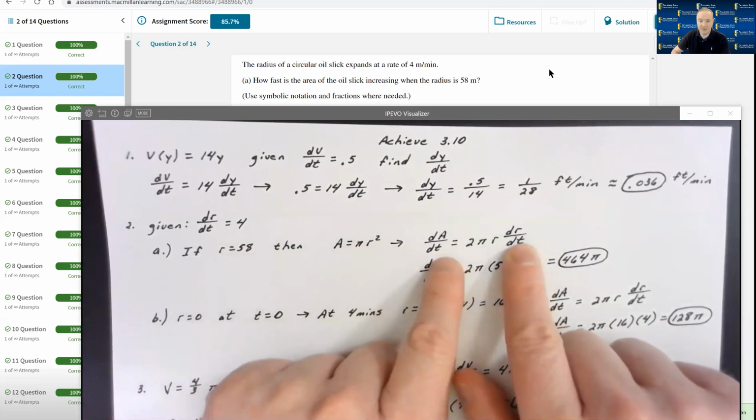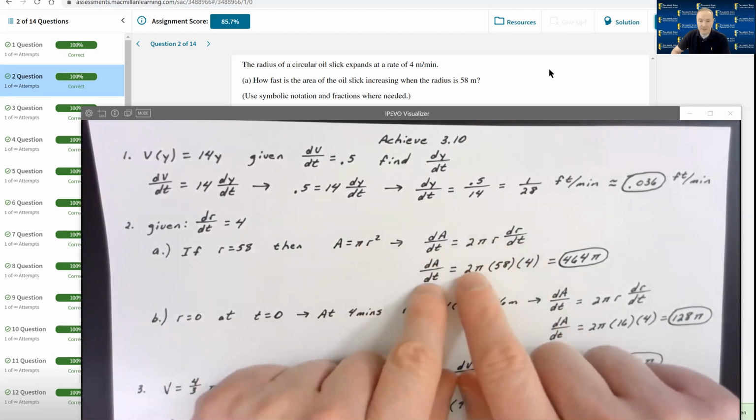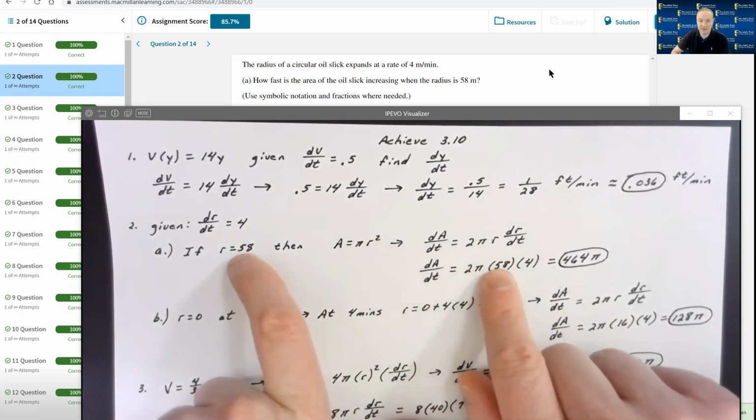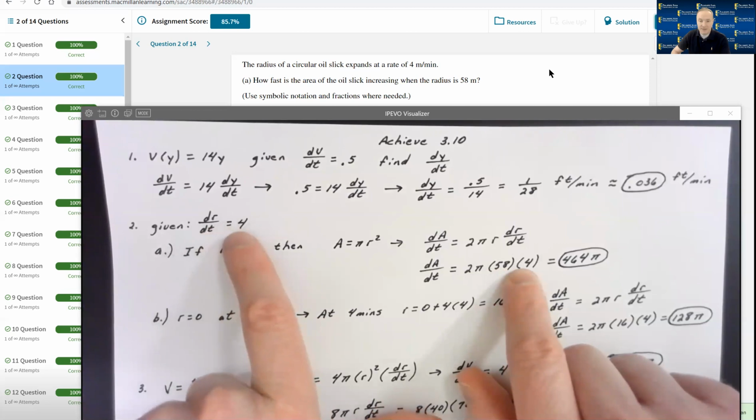So now I can say, all right, this is my area formula. What do I know? I'm trying to find the rate of change of the area, and I know how fast the radius is increasing, and I know the radius size at the point I'm interested in. So dA/dt is going to equal 2 pi times the size of the radius at the point of interest, 58 meters, times the rate of change of that radius with respect to time. It's increasing at a rate of 4 meters per minute.